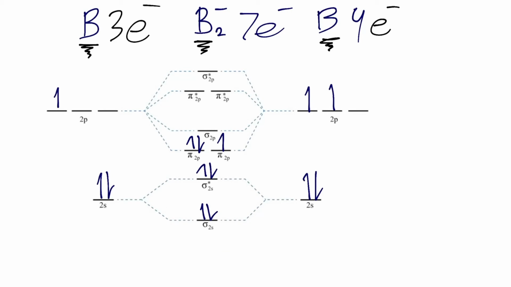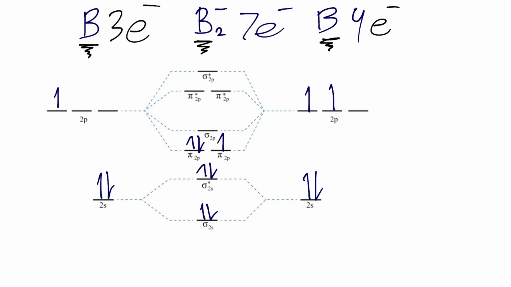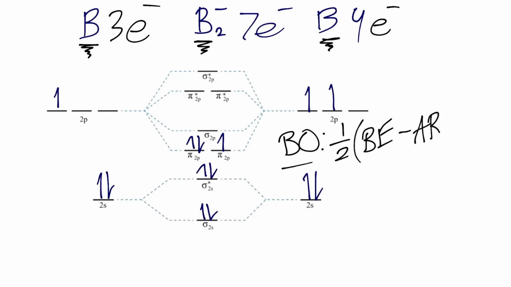Okay, so now that we have our molecular orbital diagram, we can start looking at some other things in association with the B2- molecule, and one of which is the bond order, sometimes abbreviated as BO. And the bond order is pretty much a measure of the stability of a bond, or its strength, and it's equal to 1/2 times the number of bonding electrons, which are present in the bonding molecular orbitals, minus the number of anti-bonding electrons, which are present in the anti-bonding molecular orbitals.